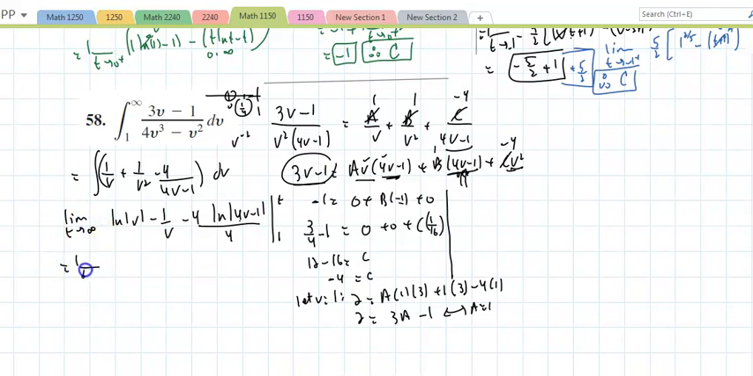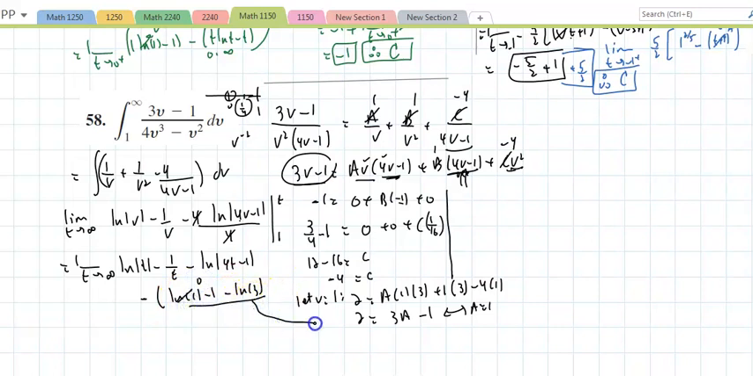So that is the limit as t approaches infinity of natural log of t minus 1 over t minus natural log of 4t minus 1 minus, if you put the 1 in, natural log of 1 minus natural log of 3, that's a 0. That doesn't matter right there, that's a constant. I'm going to continue this problem.